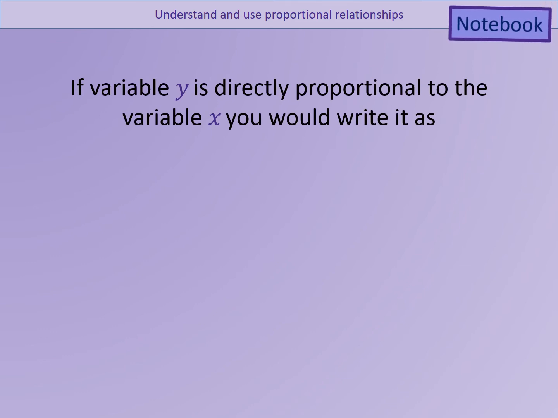Okay, so if y is directly proportional to the variable x, how would you write it? Maybe you've done it at school, and you might have seen this symbol before in previous lessons. When we talk about something being proportional, we use this symbol just here, similar to the alpha sign. So y is proportional to x is how it would read.